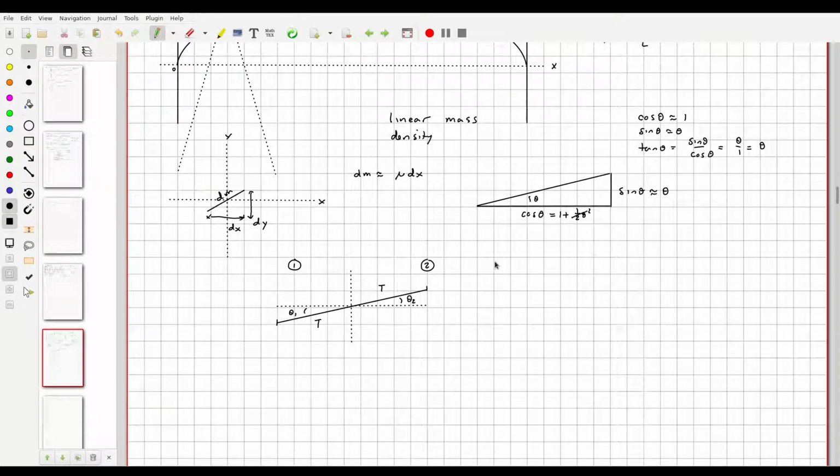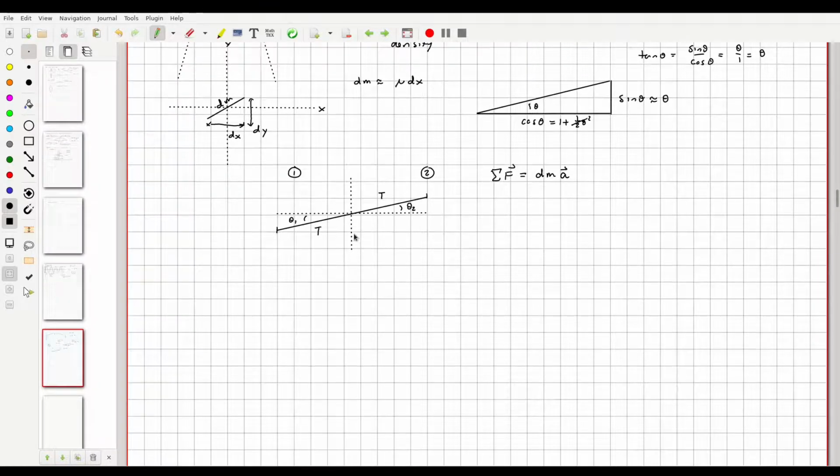If I were to sum up the forces here, that's going to equal whatever the mass of the string is times the acceleration that it's going to experience. Now I just want to look at the y part of our force, but I'm going to go ahead and show you what the x part looks like.